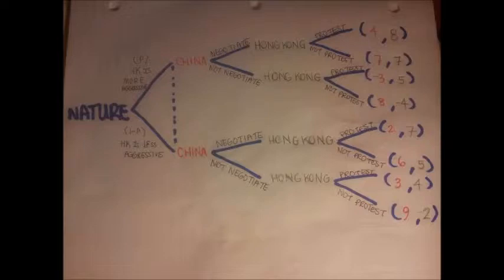Should Hong Kong not protest in response to Chinese negotiation, China gets 7 and Hong Kong gets 7 because China won't have to worry about mainlanders being influenced by Hong Kong protesters, and Hong Kong gets the leader they want.